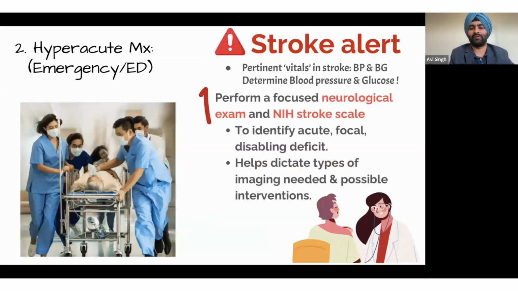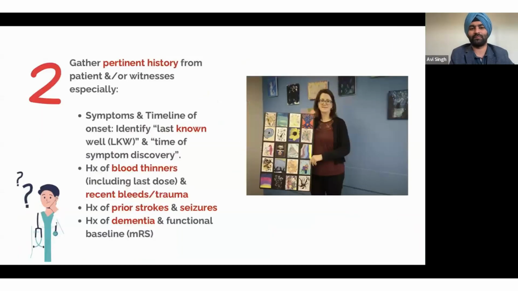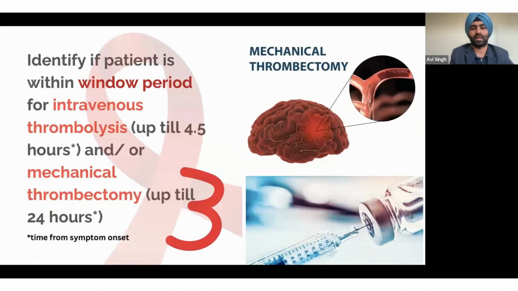This was a very brief version of what we do during a stroke alert, which included finding pertinent vitals, determining blood pressure and glucose, doing a brief history, which includes very specific questions, and a brief neurological exam as well as the NIH stroke scale. The pertinent history included last known well, blood thinners, history of prior strokes and seizures, any history of dementia, and functional baseline, and how that impacts the decision for an acute intervention.